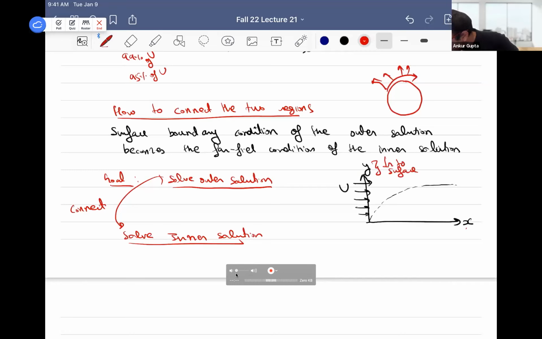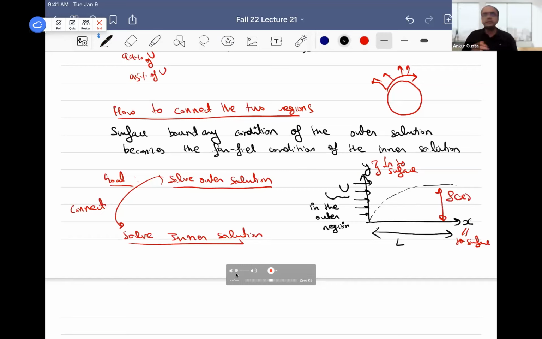And this is parallel to the surface. Okay. And then this length scale in X is about L, and this is about delta of X. Delta of X is what we want to solve. This is the problem we want to solve, where U is the velocity in the outer region. We'll discuss what this U means and so on.